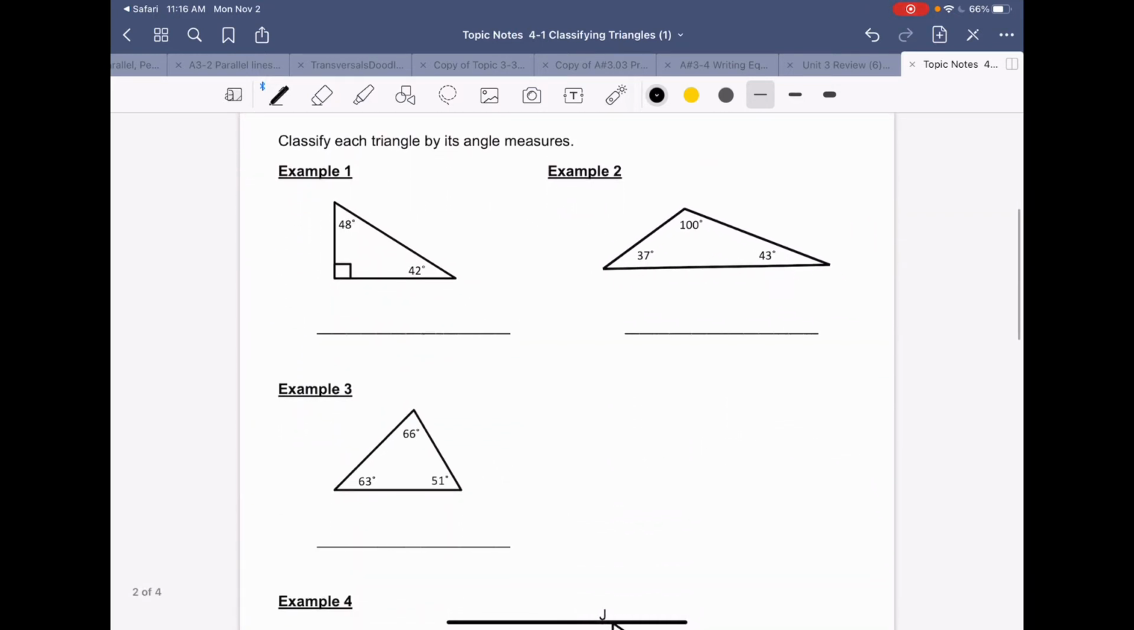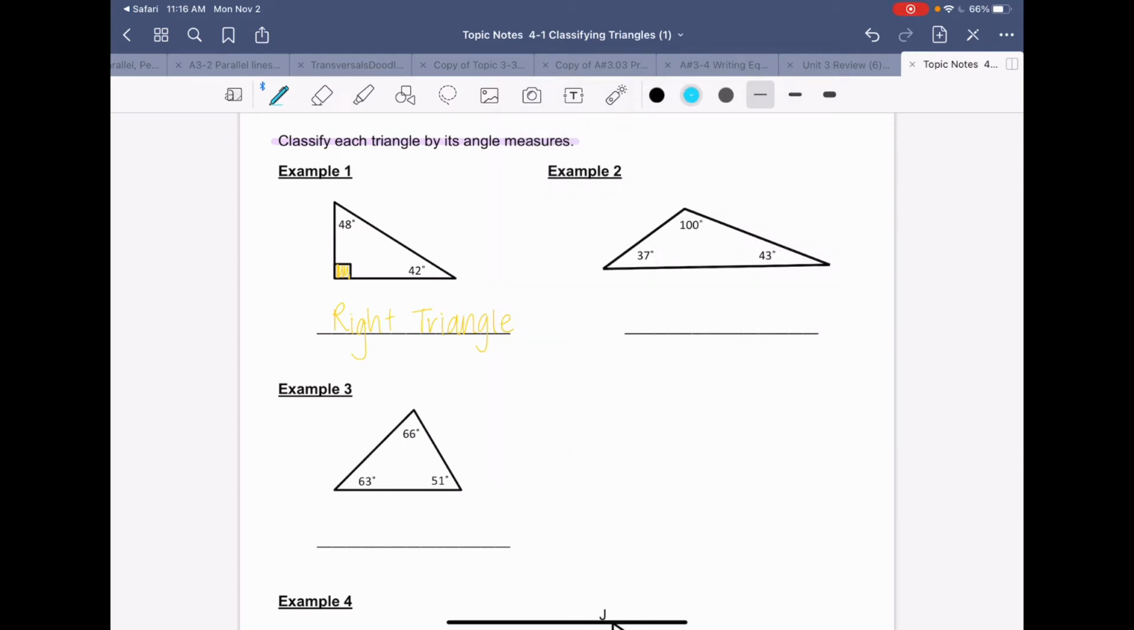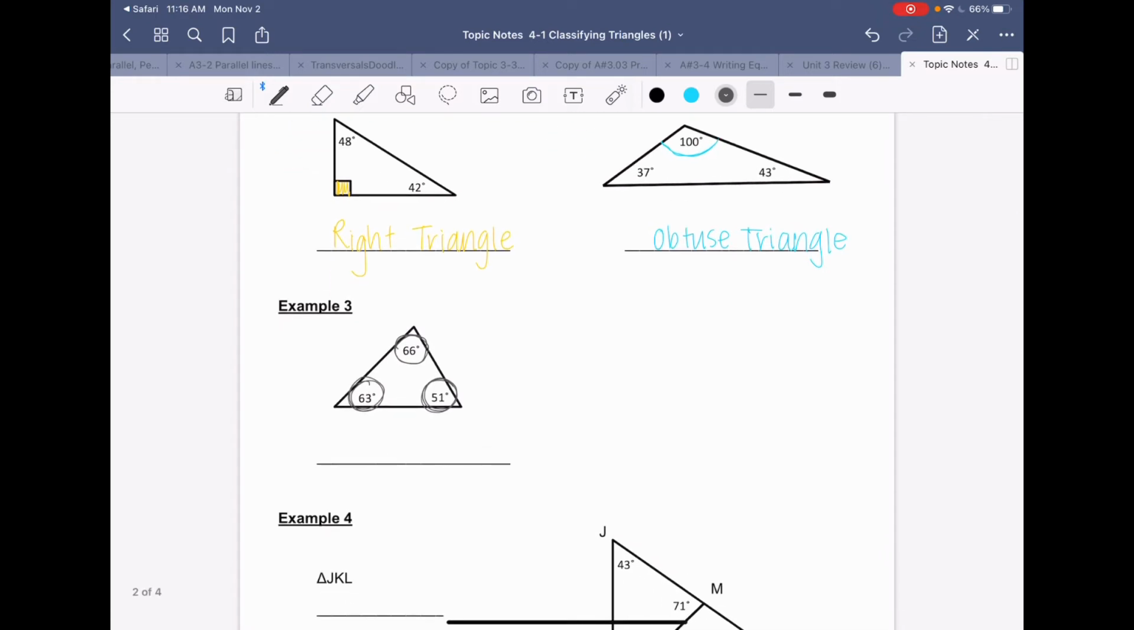All right, so let's classify each of these triangles by their angle measures. So this alone tells us that this is going to be a right triangle. Okay. Example 2. This one right here tells us that that's going to be an obtuse triangle. In example 3, all of the angles are less than 90, so this one is an acute triangle.